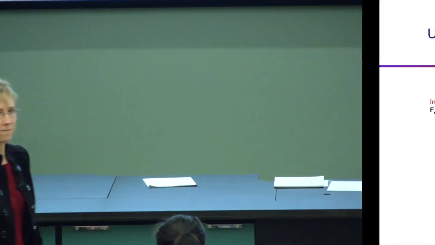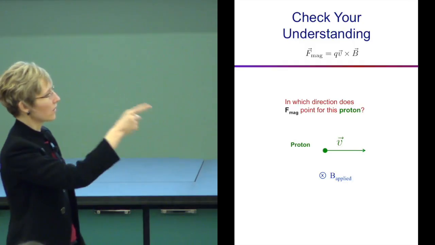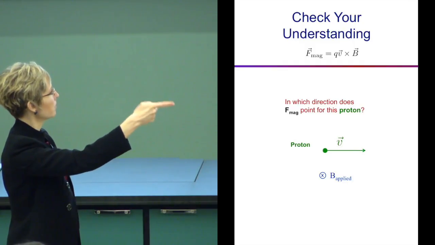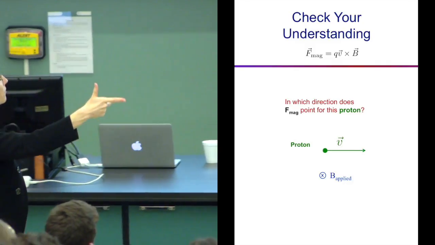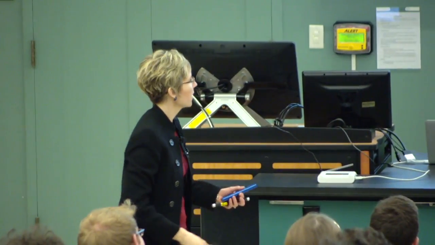Some people actually, in the first lecture, so you know there's an 8:30 lecture and a 9:30 lecture, the 8:30 lecture taught me a new trick that I hadn't really used myself. They said, point your index finger along V, and then your second finger along B, and then your thumb points up along the force. Okay. So in both cases, we get that it's up.